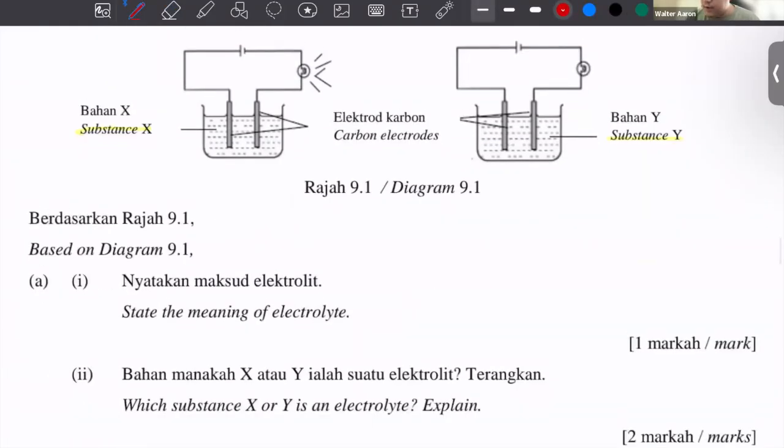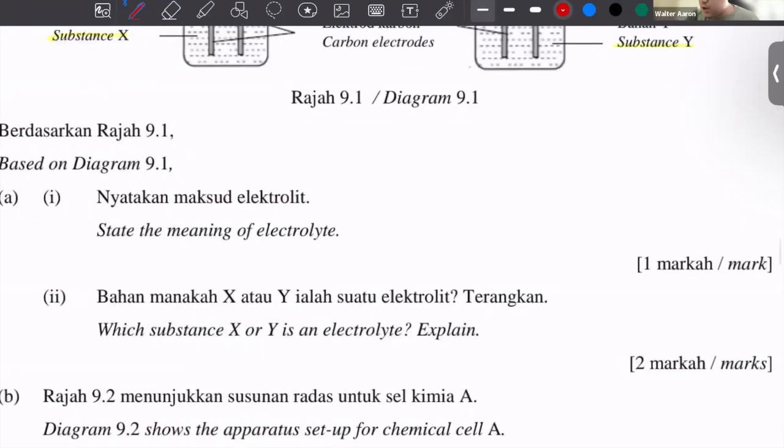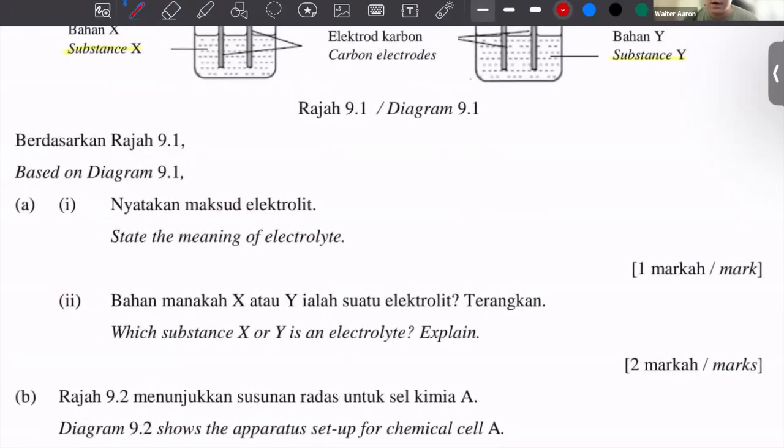State the meaning of electrolyte. So an electrolyte is a chemical substance that can conduct electricity. Normally it has ions in a way, so we can consider that as an electrolyte. Or any other way of defining what an electrolyte is. But usually when we talk about electrolyte, we can just say that it is a substance that can conduct electricity, either in a molten state or an aqueous solution, and it undergoes chemical changes.